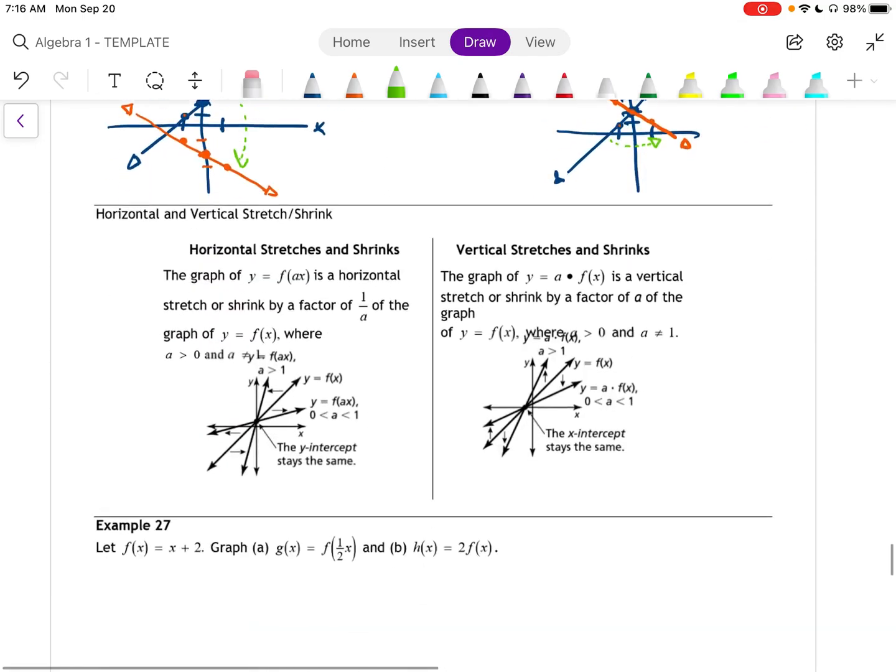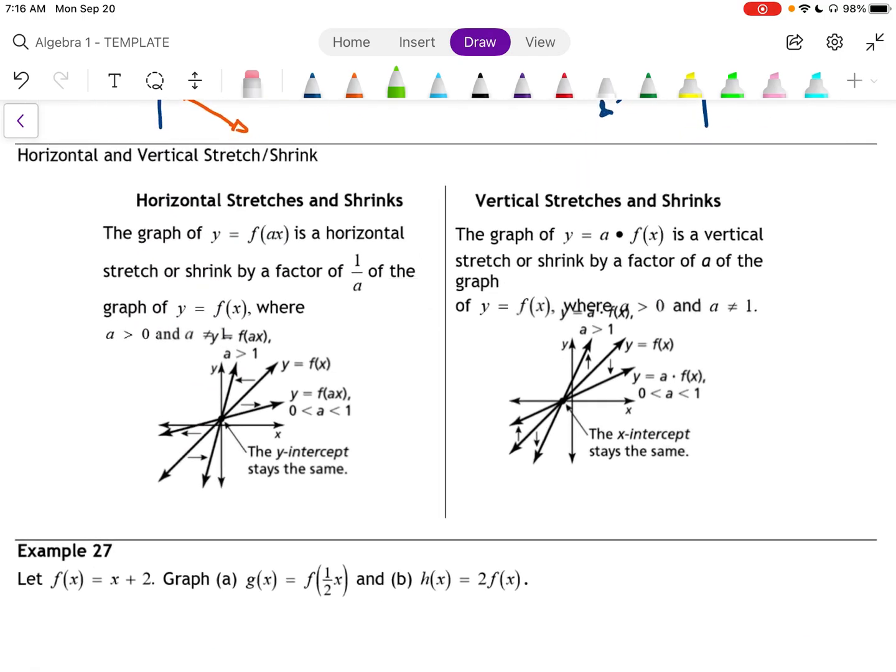All right, moving on. Horizontal stretches and shrinks. A horizontal stretch or shrink happens whenever there's a variable inside the parentheses, and it is stretched or shrunk by the reciprocal of that constant. And I'm sorry that this looks kind of ugly.